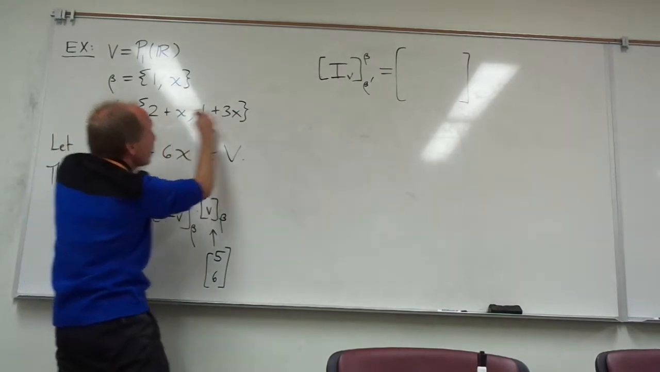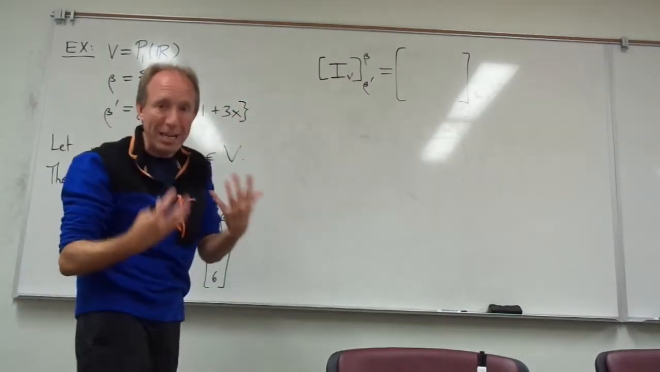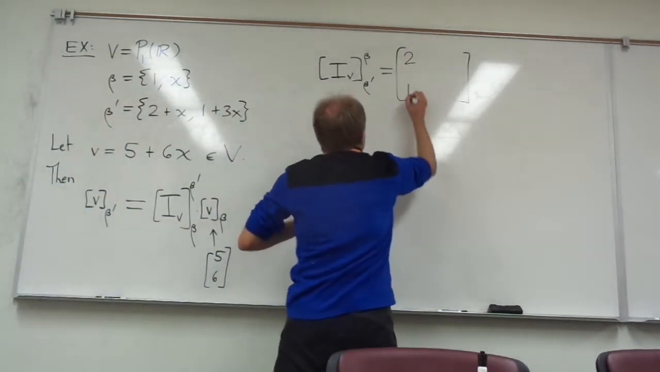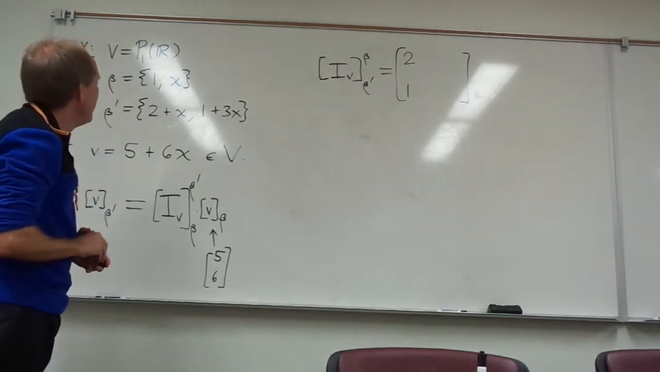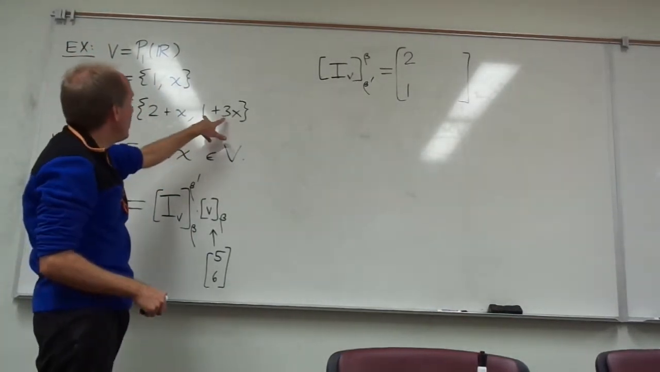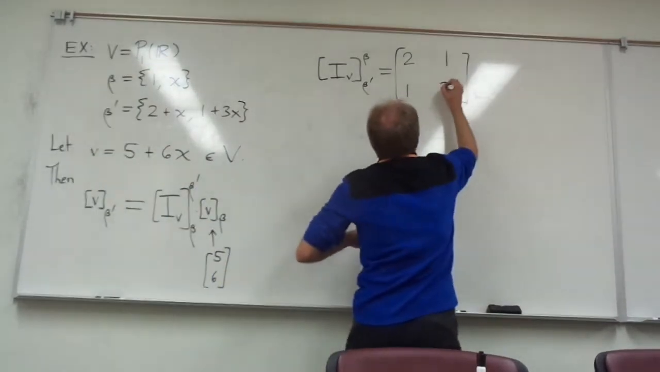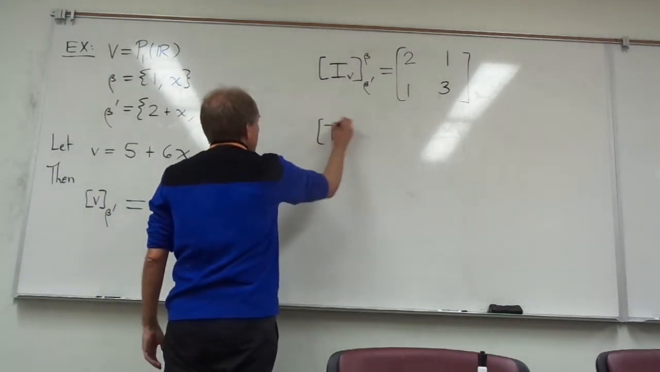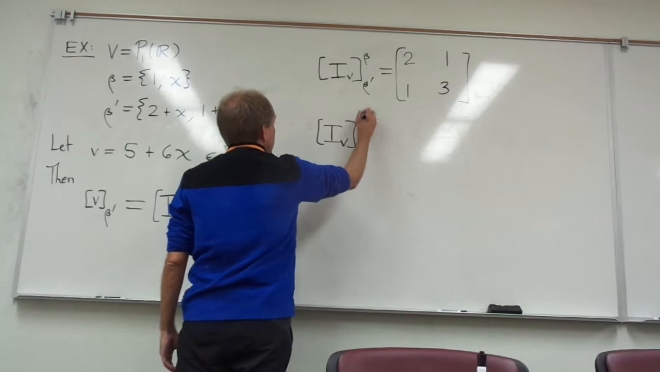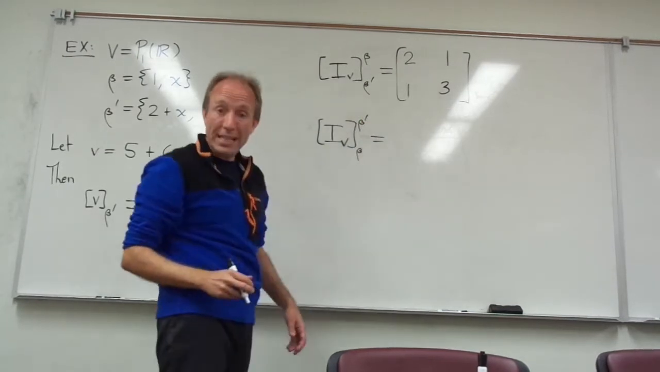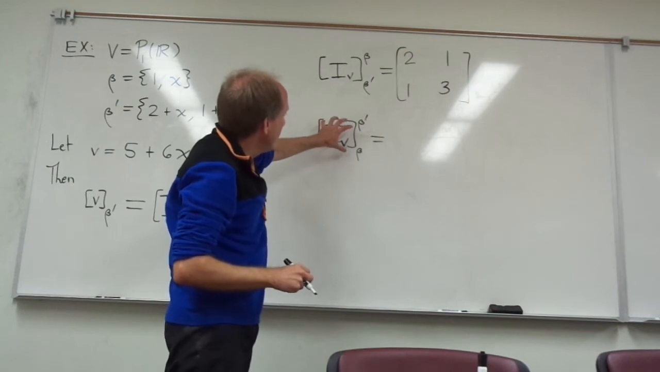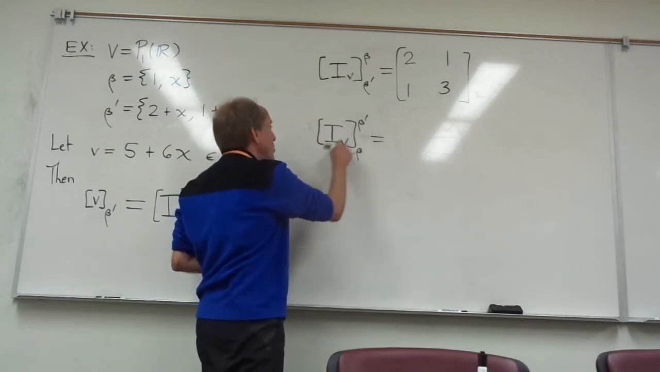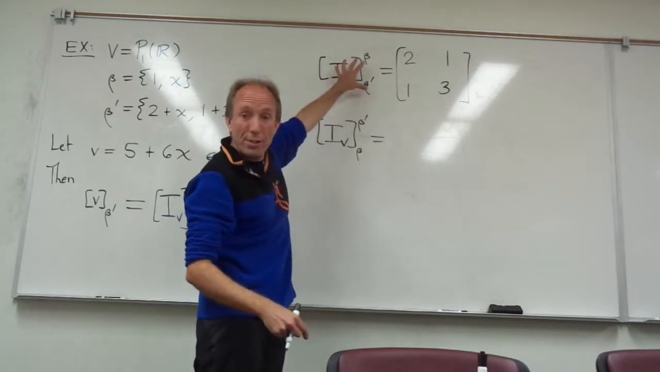So I'm taking 2 plus x, I'm applying the identity transformation to it, I'm getting 2 plus x, and then I'm writing that in terms of beta. Well, the constant was 2, and the coefficient of x was 1. Okay? And similarly for this one, if I transform 1 plus 3x, my second column here is going to be just 1 and 3. So that's easy to get. And because that's so easy to get, I would suggest you just find this matrix first, and then take the inverse of it. Because this matrix, sorry, the change of coordinates matrix from beta to beta prime, is the inverse of this matrix.